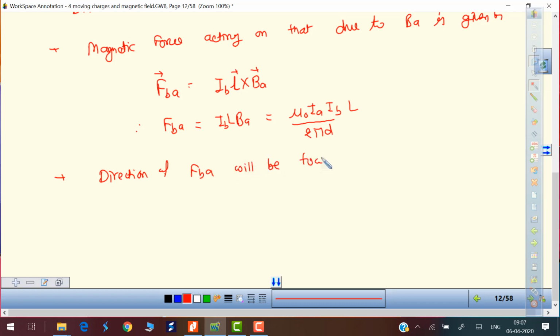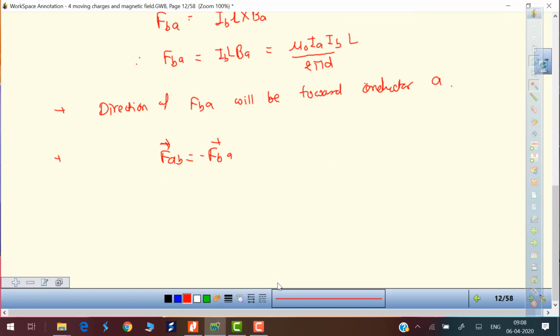Toward conductor A. So the direction of FBA will be toward conductor A. Okay, and if we find out FAB, same thing you can find out. So you will get FBA with a negative sign, because only the direction is changed. Or you can use Newton's third law also. Force on B, same force on A.